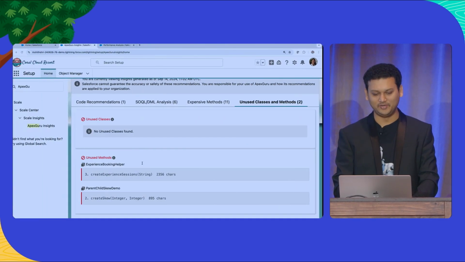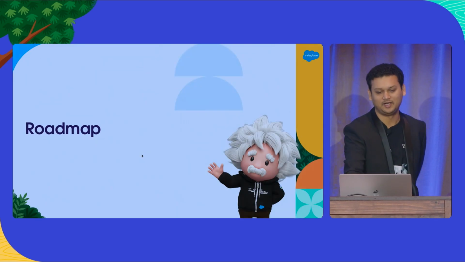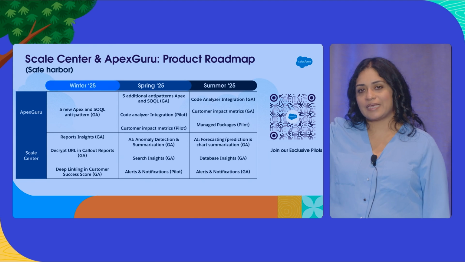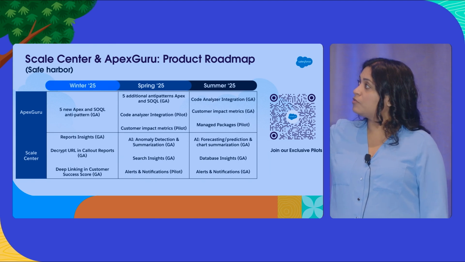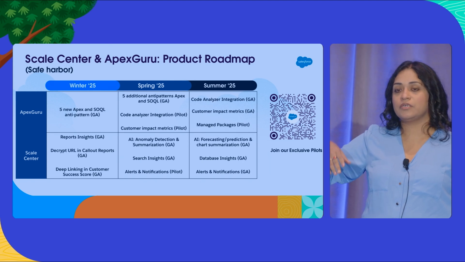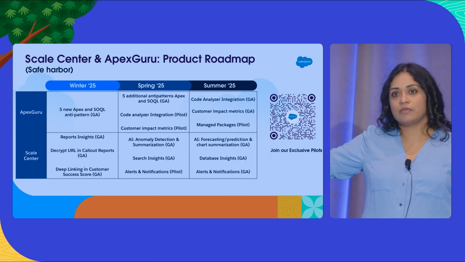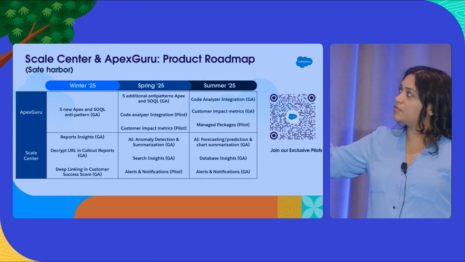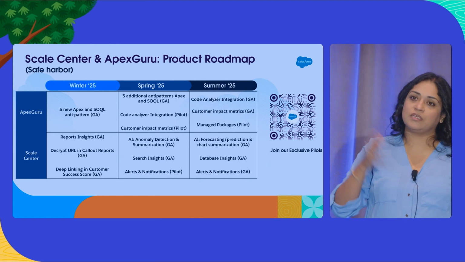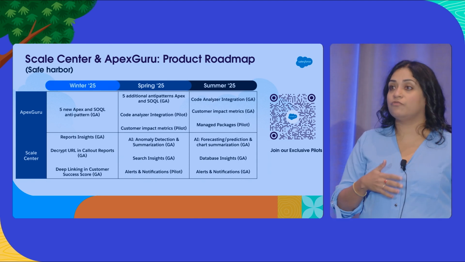And with that, right, Karishma, we have an exciting roadmap. Yeah, let's talk about roadmap. Quick call out: on the right, you'll see a QR code that you can scan. This is for the pilot. Some of the pilots we are excited to launch at Dreamforce this year: you saw ApexGuru gives you in-app guidance, but we are starting a code analyzer pilot where you can bring insights within code analyzer, with the goal of shifting further left.